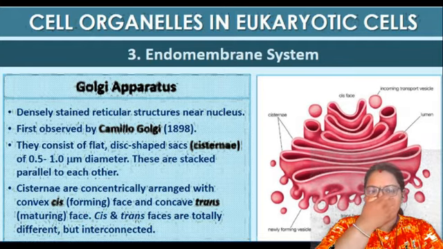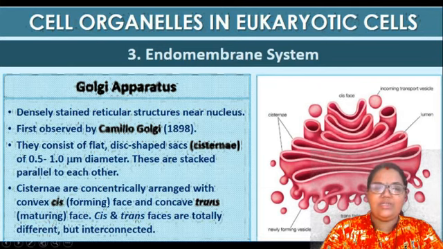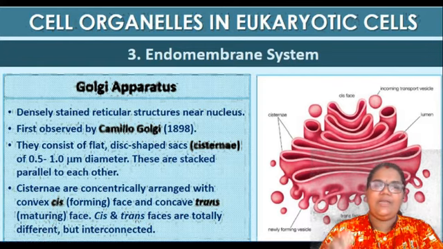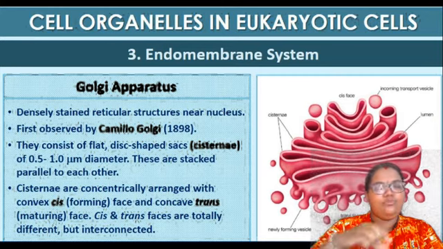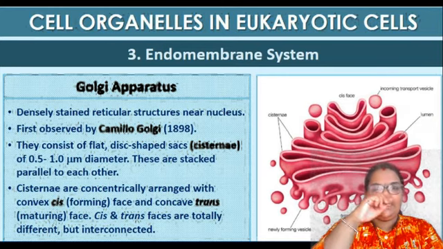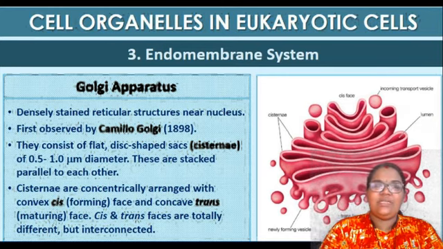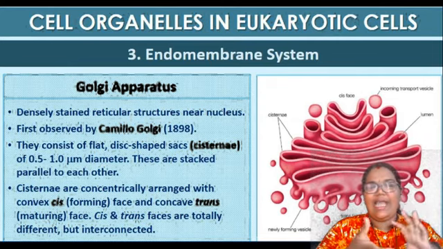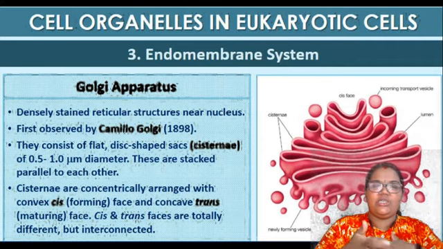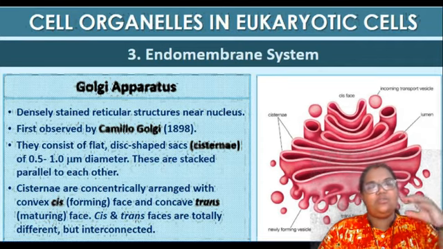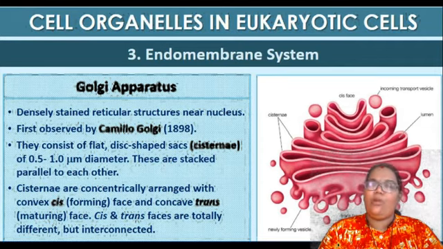These are densely stained reticular structures near the nucleus. If you look at the structure, you can see a flat structure. Tubules will be there, disc-like cisternae will be there, and round vesicles will also be there. All together they are stacked and arranged in a special complex structure. That's why we give the name Golgi complex.